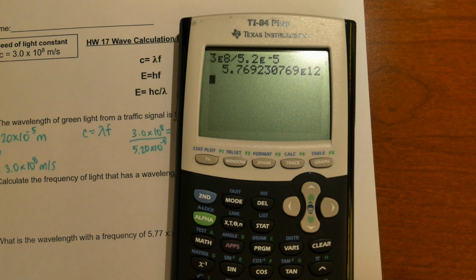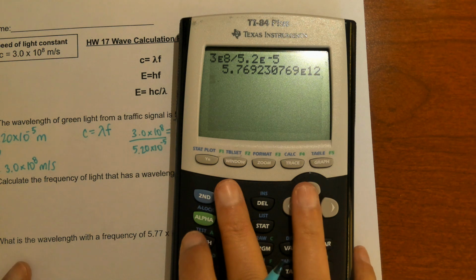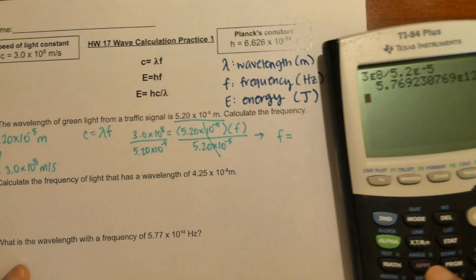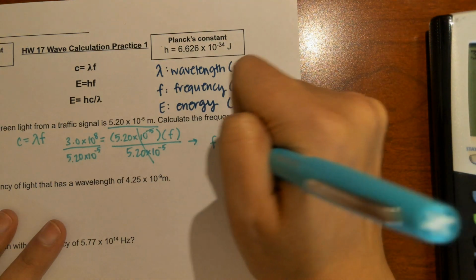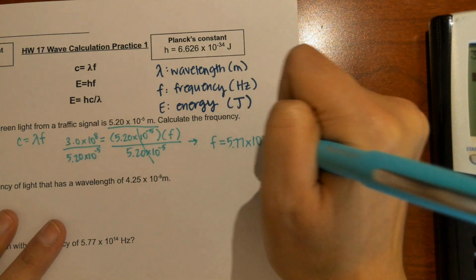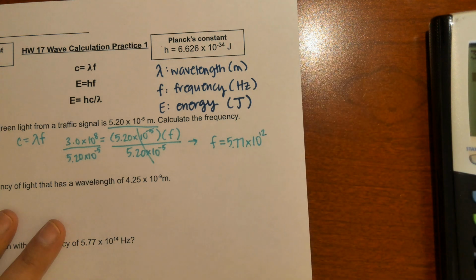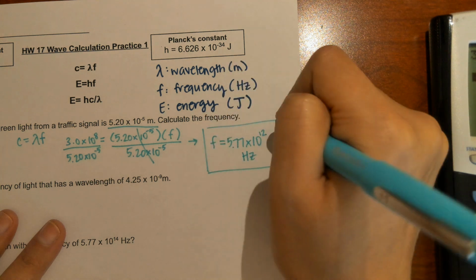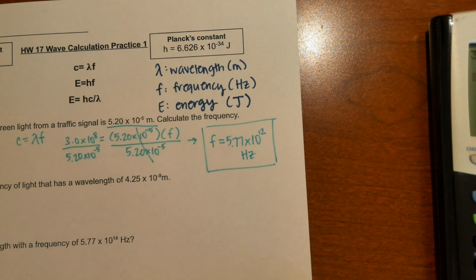So this should be the answer, and I'm going to round to 2 decimal places, so 5.77 times 10 to the power of 12. And the units for that is hertz, and that is my final answer for frequency.